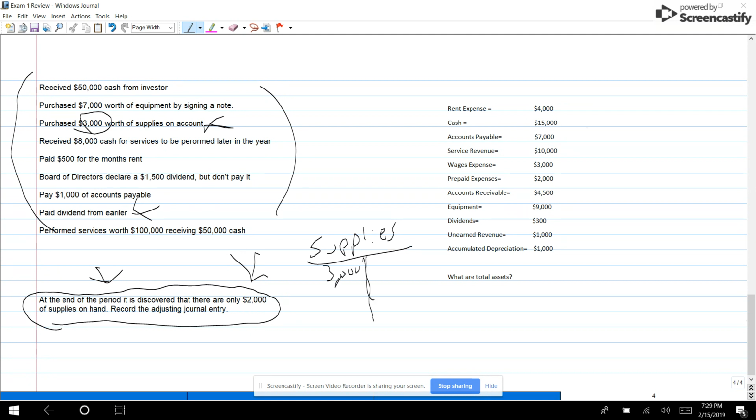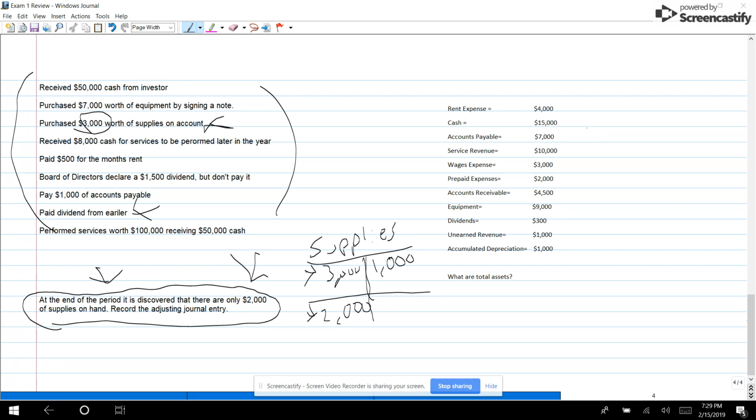But now we come to find that we only have 2,000 actually. So what happened? Well, guess what? We use the supplies, right? Because that's why you get them. So now we have to find a way to get our supplies balance to reflect our actual supplies. So how do you think we're going to do that? If you said we're going to credit supplies, you are correct.